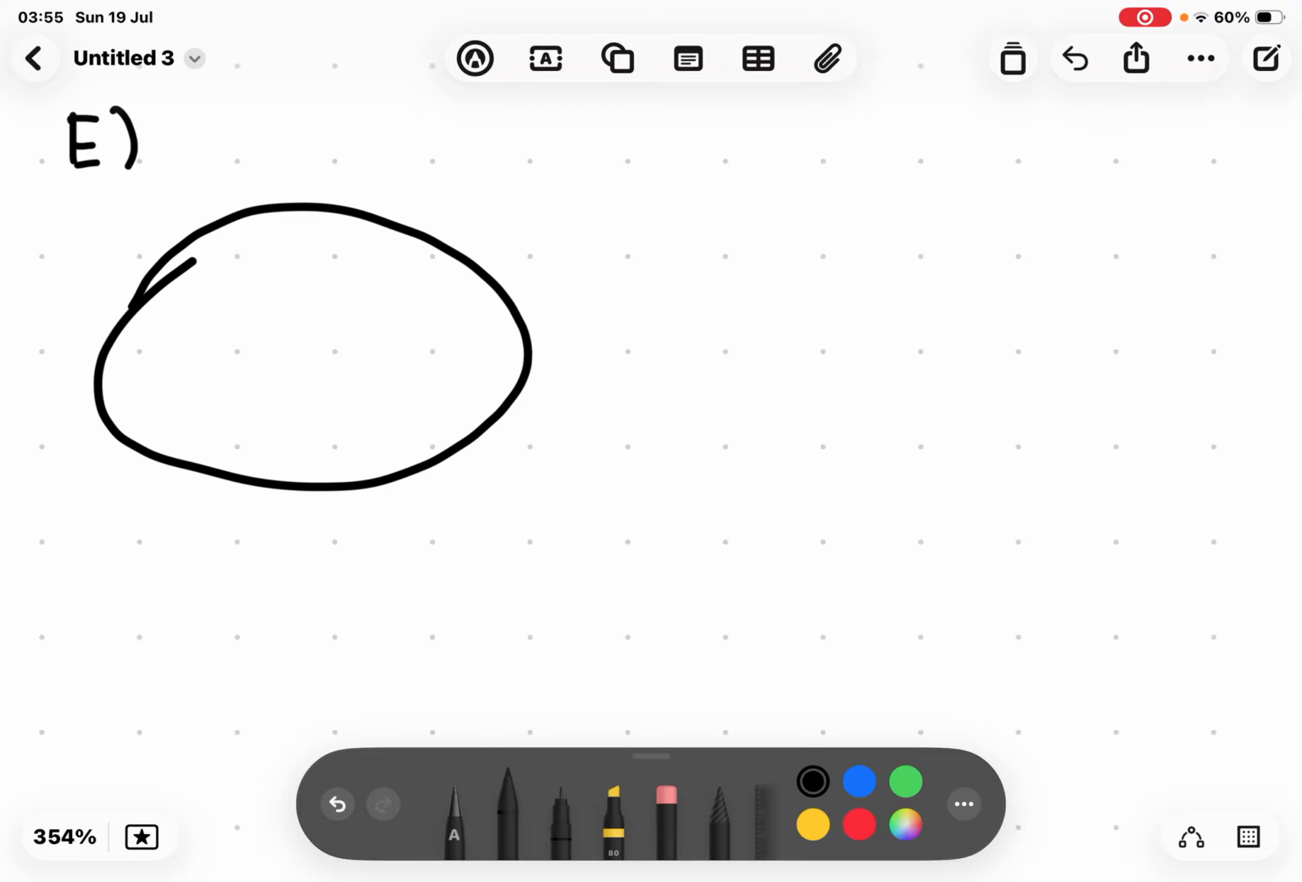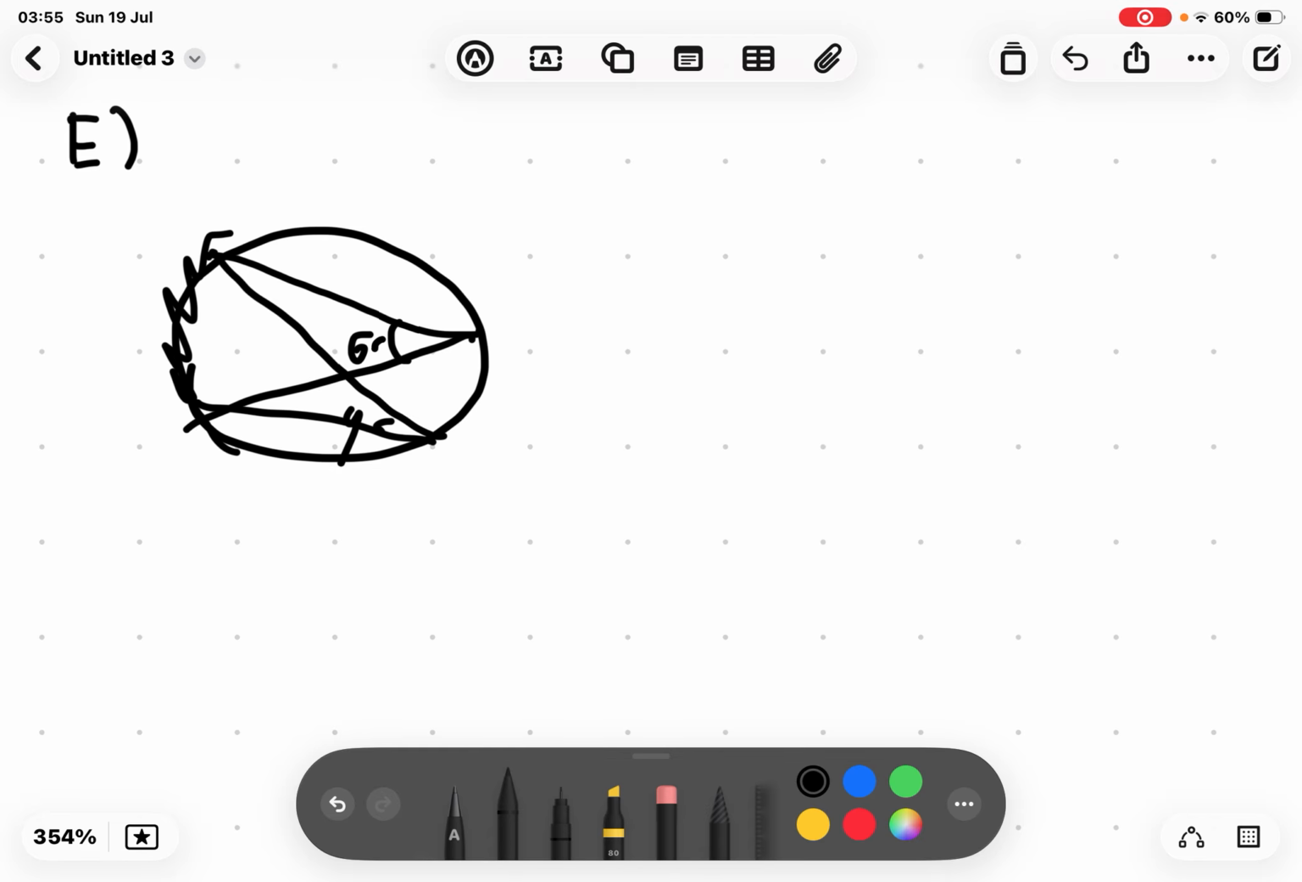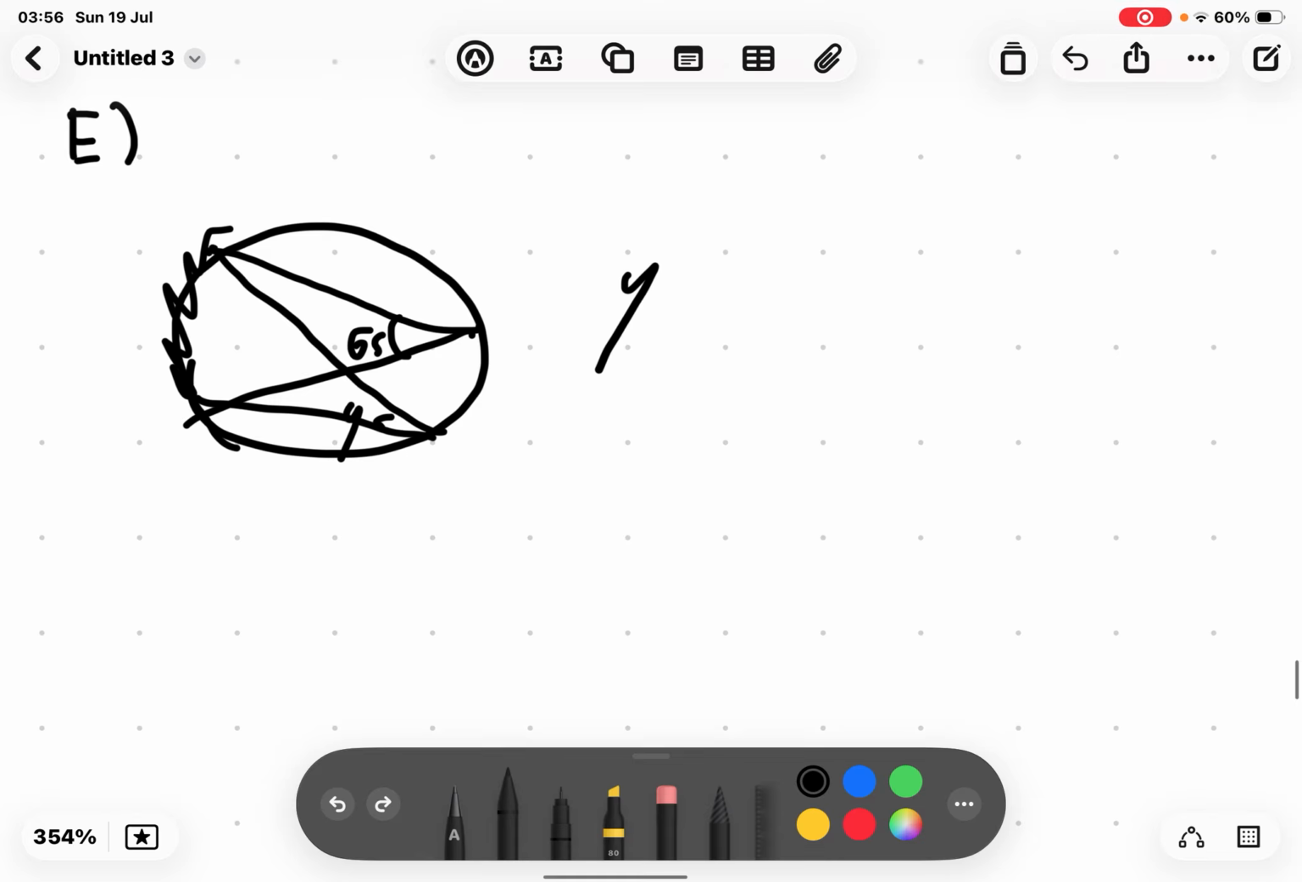So the example is, we have a circle, okay. The arc length is here, and this is y, 65. What is y? Well, come on, guys, what's 2 plus 2? The answer is 65, because, like I just said, if they're connected by the same arc length, they're equal.